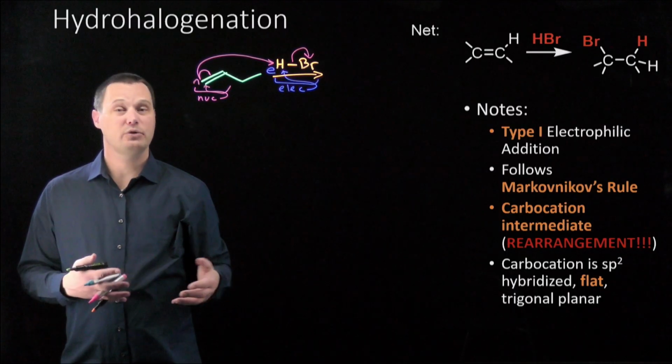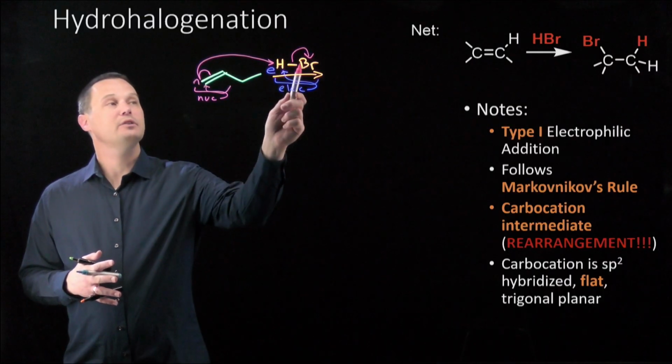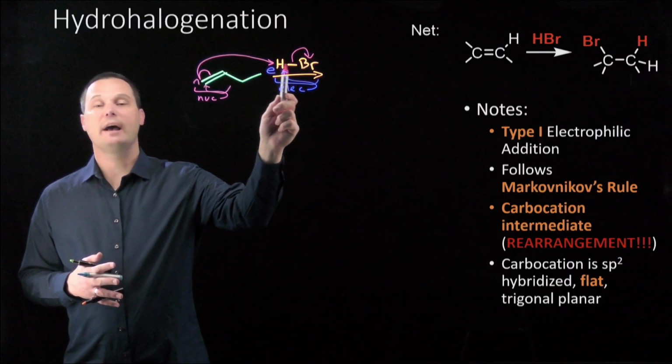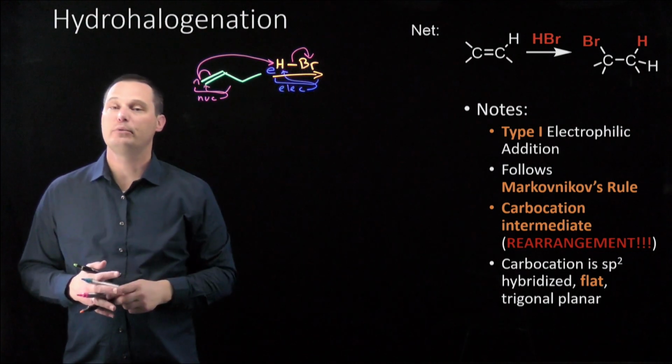Arrows tell a story. They tell the story of the movement of electrons. They tell the story of old bonds being broken and new bonds being formed. This arrow says we're taking the electrons that used to be shared between hydrogen and bromine, breaking that bond, taking those electrons and localizing them locally onto bromine as a new lone pair.